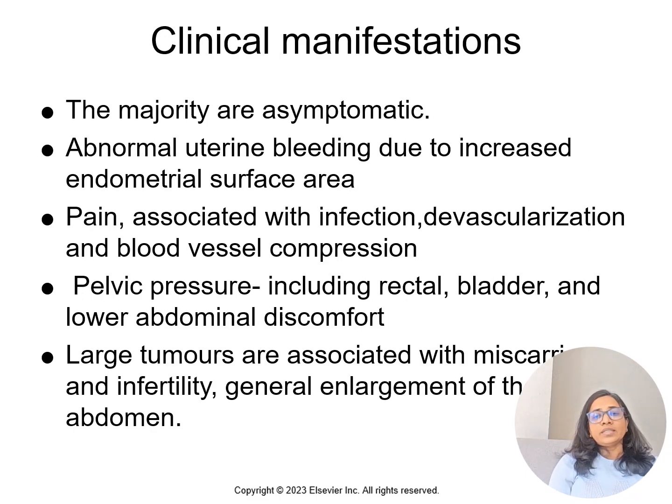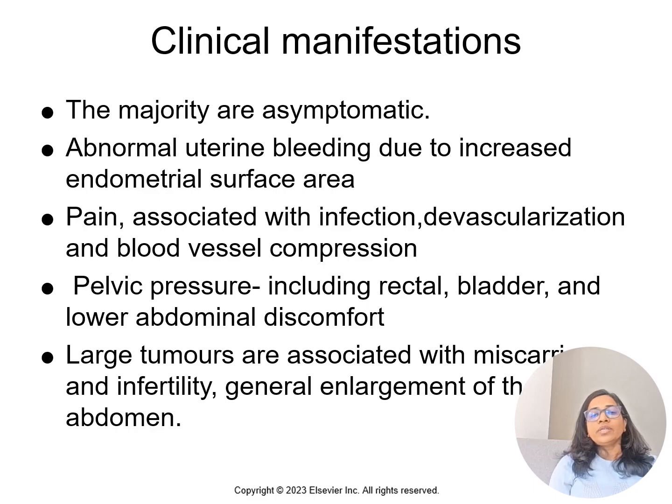Most of the cases, the people are asymptomatic. You don't even know that you have a fibroid in your uterus unless you do an ultrasound and randomly find out about it. Or sometimes they have excessive bleeding, then we investigate it further and find out that there's a fibroid and that's causing that excessive bleeding.